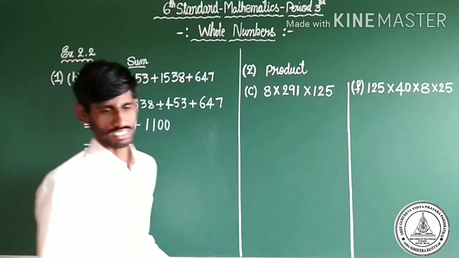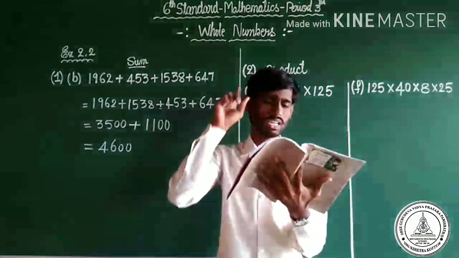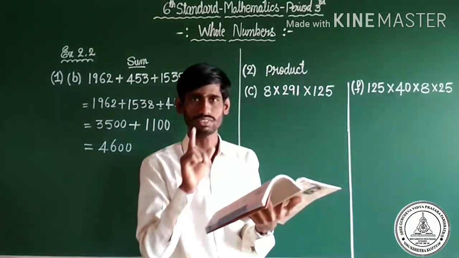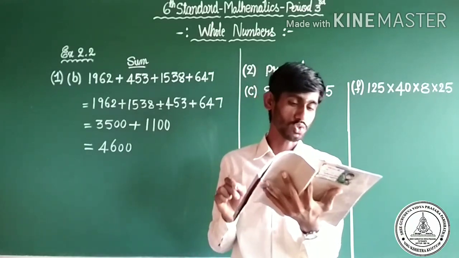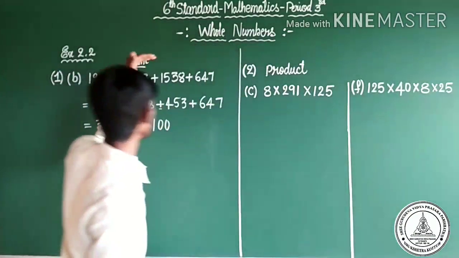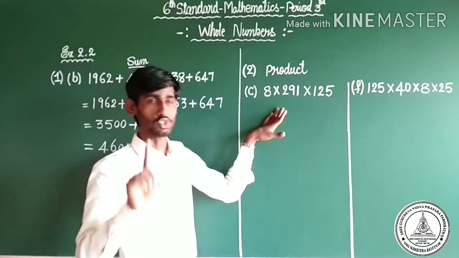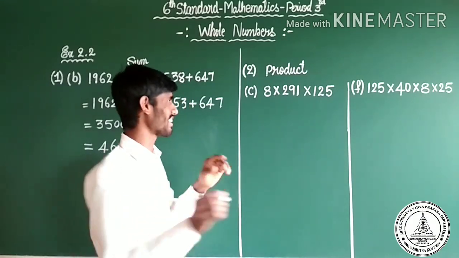Let us come to the second one. In the second main there are 6 problems. I will solve 2 problems. The rest of the problems are your homework. Find the product by suitable rearrangement. This is sum, this is product. Find the product by suitable arrangement. Observe here, it's very interesting.